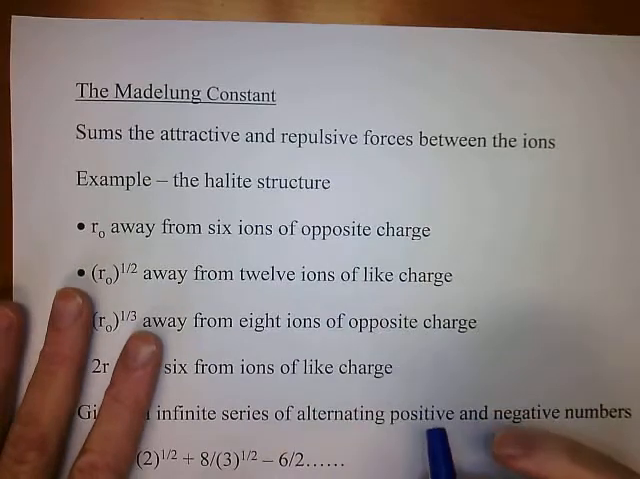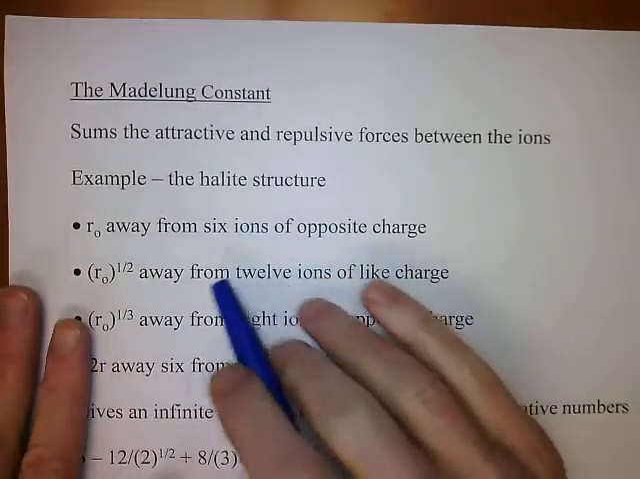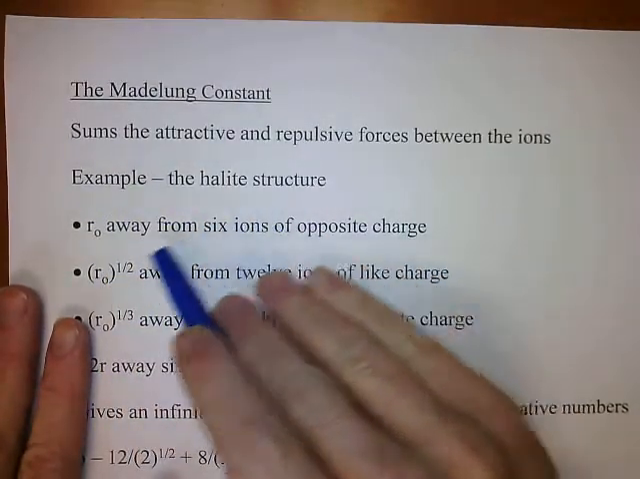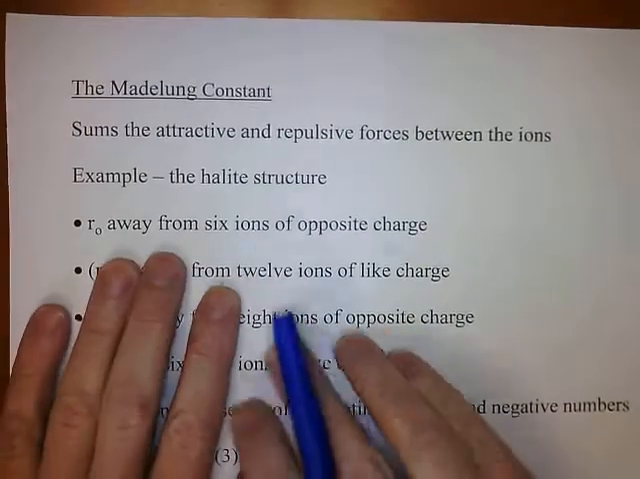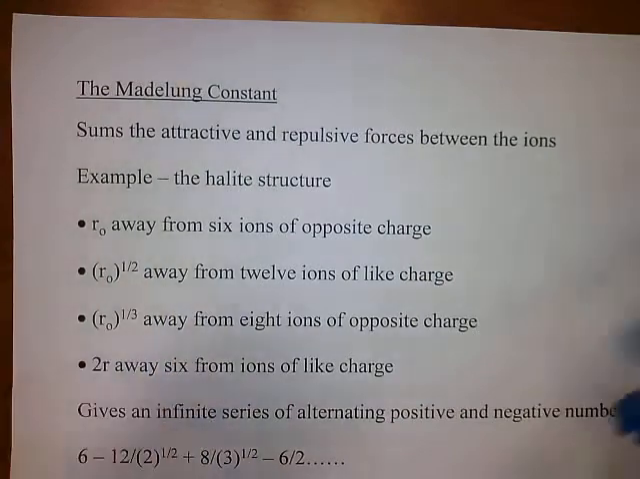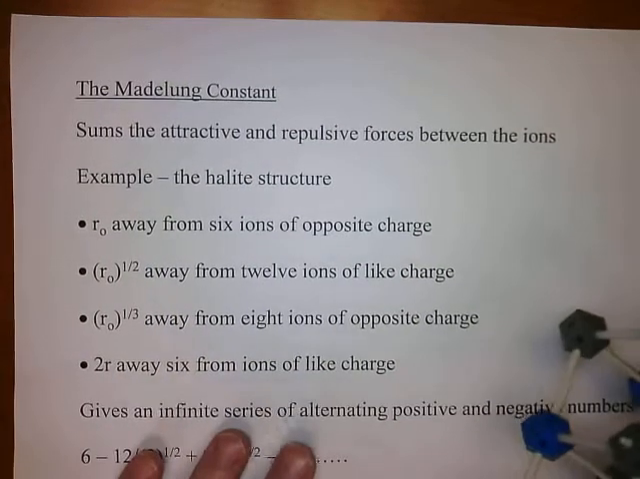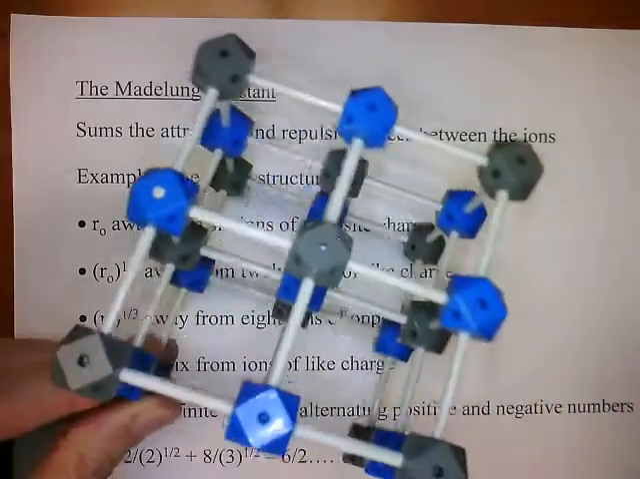Obviously it's not an isolated pair of ions, right? So each ion is R naught away from six ions of opposite charge. That comes straight out of the coordination number. In the previous videos, we talked about coordination number, and you know that in halite, each ion is surrounded by six of the other type.